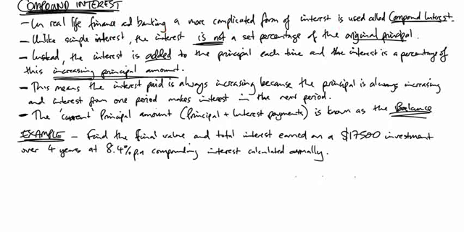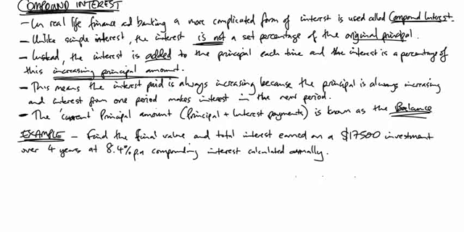Unlike simple interest, the interest isn't just a set percentage of the original amount. Instead, the interest is constantly added to the principal each time. The percentage always stays the same, but because you're adding the interest you earn each year or each period, the principal is increasing. So a set percentage of something that's always increasing is going to change. 5% of 100 is going to be 5. 5% of 101 is going to be slightly more. Okay, so that's what compound interest is about.